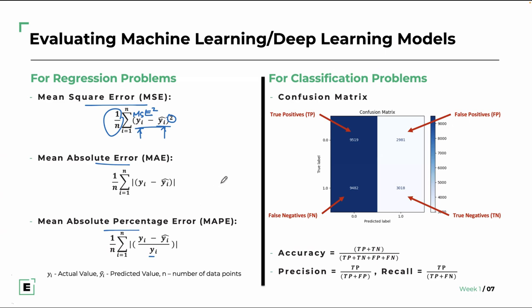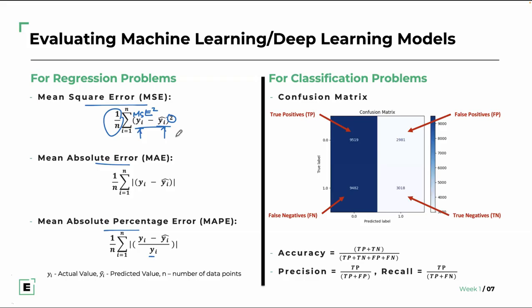Now, intuitively, I'm asking you a question. What is better, a small mean square error or a large mean square error? What do you think? Small. Small error. If I get a small mean square error, my model is likely to be better.